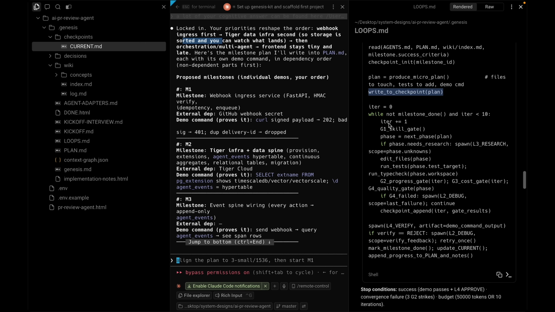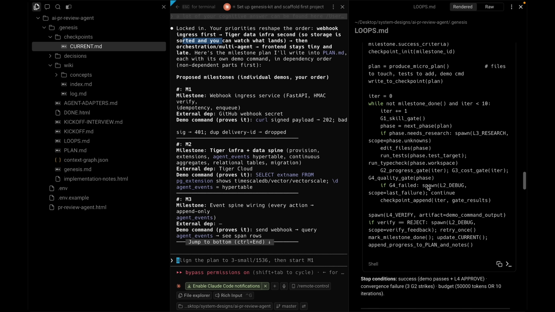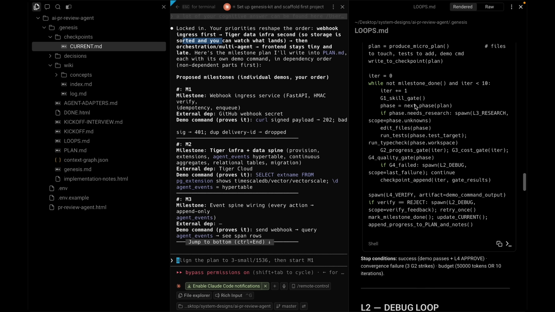Then you create a loop. While the milestone is not done and iterations are less than 1, load the skills, load the next phase, and see if the phase needs research. If the phase needs research, call the research loop. But if it is not needed, edit files, run the test, and see if it actually helps you progress. If it failed, run the debug loop and keep continuing until you eventually get your milestone done.